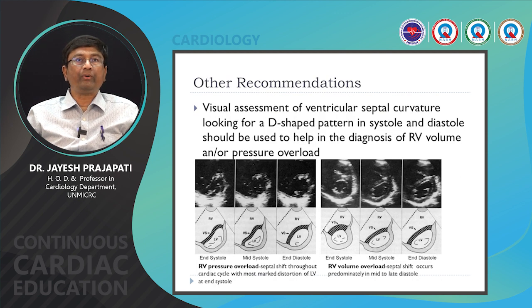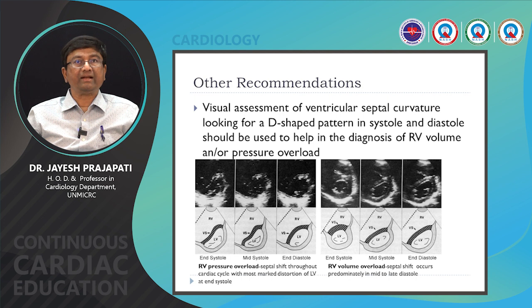Another important simple criterion: a very good echocardiographer, only by seeing the septum, can say what is going on. Visual assessment of the ventricular septal curvature, looking for a D-shaped pattern in systole and diastole, should be used to help diagnose RV volume and pressure overload. Usually the septum is part of the LV cavity, so it is round shaped, but whenever it is D-shaped, then there is pressure overload or volume overload.